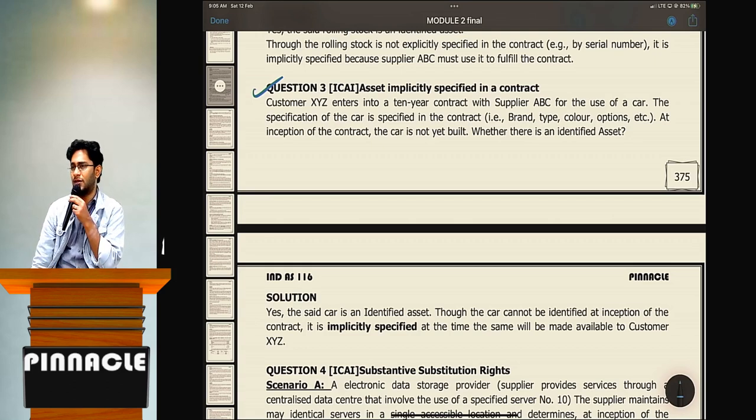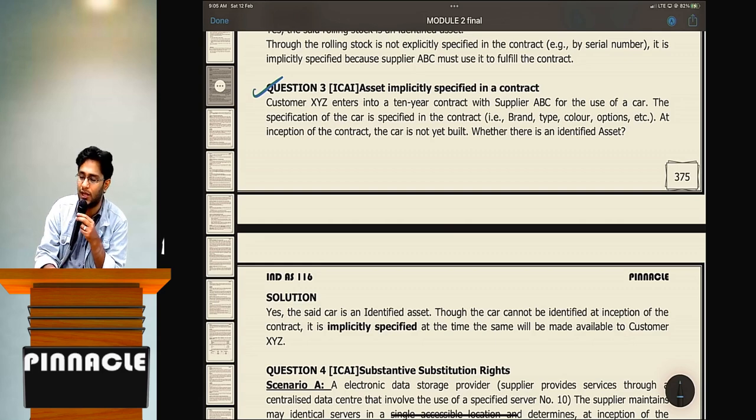Yes. Sir, who cares whether the asset is physically existing or not? Because anyway, I am not going to record any accounting today. Accounting will be done only on the commencement date. No. So at the inception date, even if the asset is not existing, it's okay, as long as the asset's features are identified in the contract.